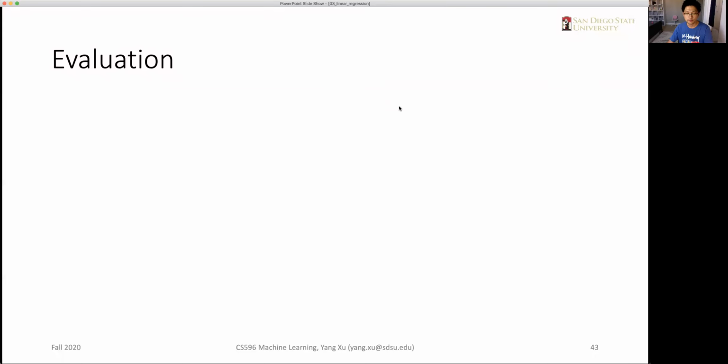Next, I will use a few slides to go through how we evaluate the resulting linear regression model. A model is a tool that we use to make predictions, so we want the model to perform well. And then here comes the question of how do we measure the performance? How do we know that this is a good performance?